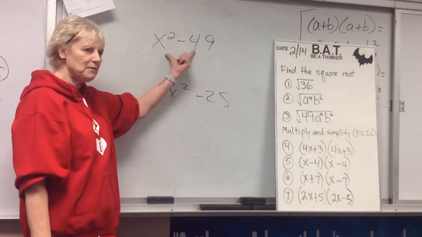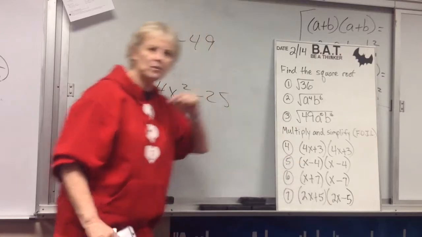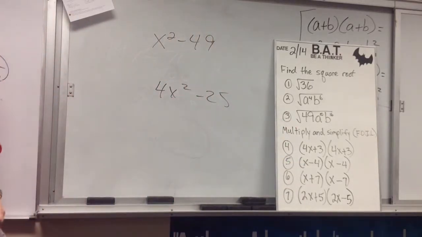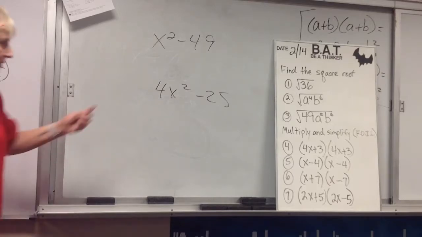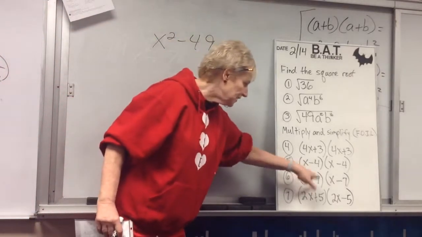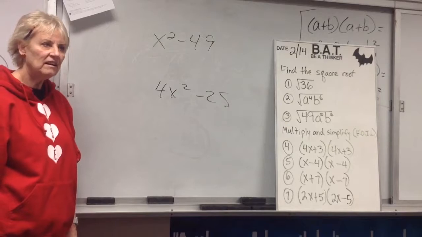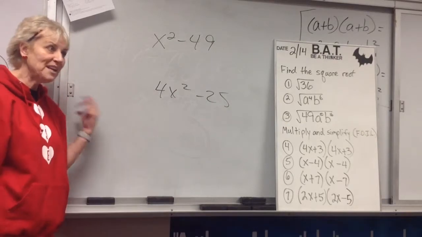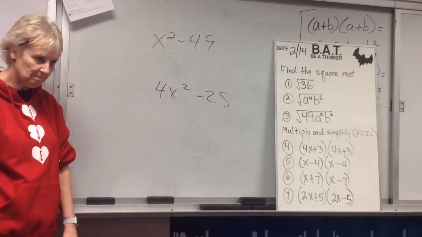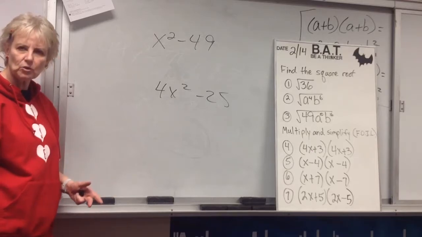How do we get back from here to what we started with? Square root. You make them both positive? No. This is going to give you this. If it goes one way, it's got to come back. All you do is take the square root.